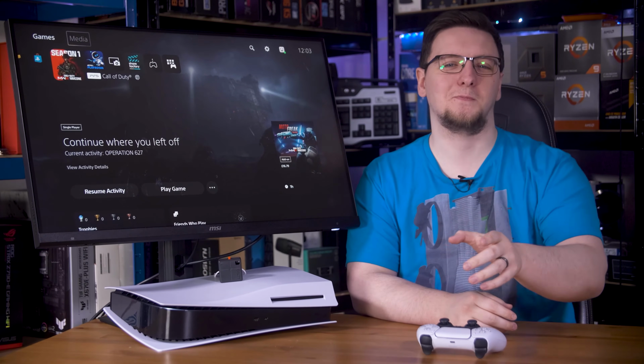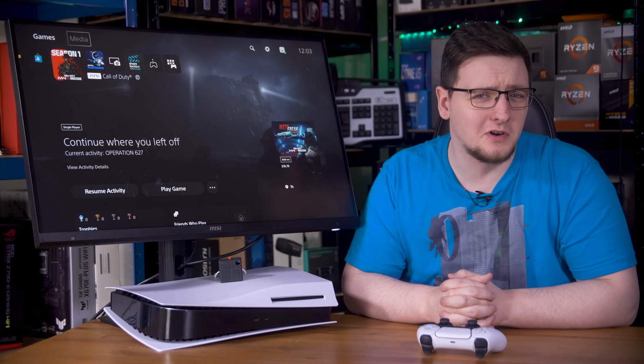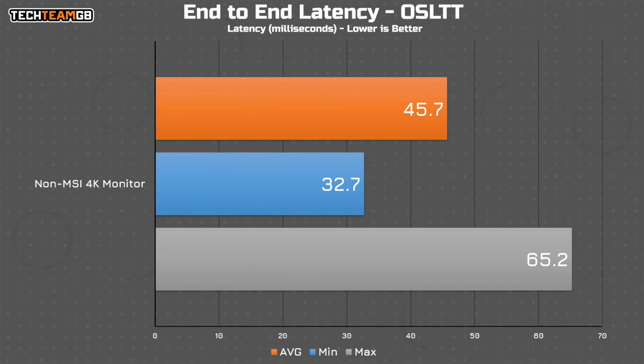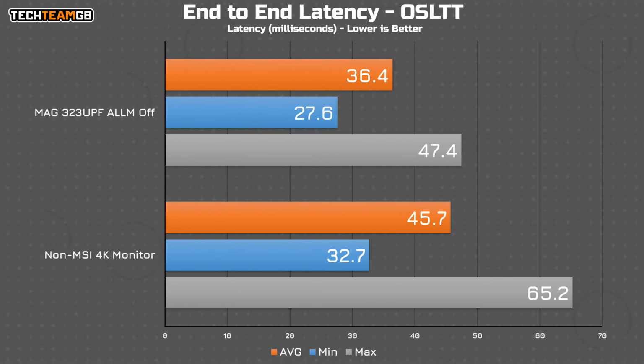Right, we've got our results. Starting with a non-MSI branded monitor, that averaged 45.7 milliseconds, with the lowest result being 32.7 milliseconds and the highest being 65.2 milliseconds. That isn't all that much use without some context, so let's provide some. Testing the MAG 323 UPF with ALLM off but VRR on, which may or may not be both of them anyway, we get much better results. 36.44 milliseconds on average, or almost 10 milliseconds faster. And in fact, only a couple milliseconds off averaging the same as the minimum from before.